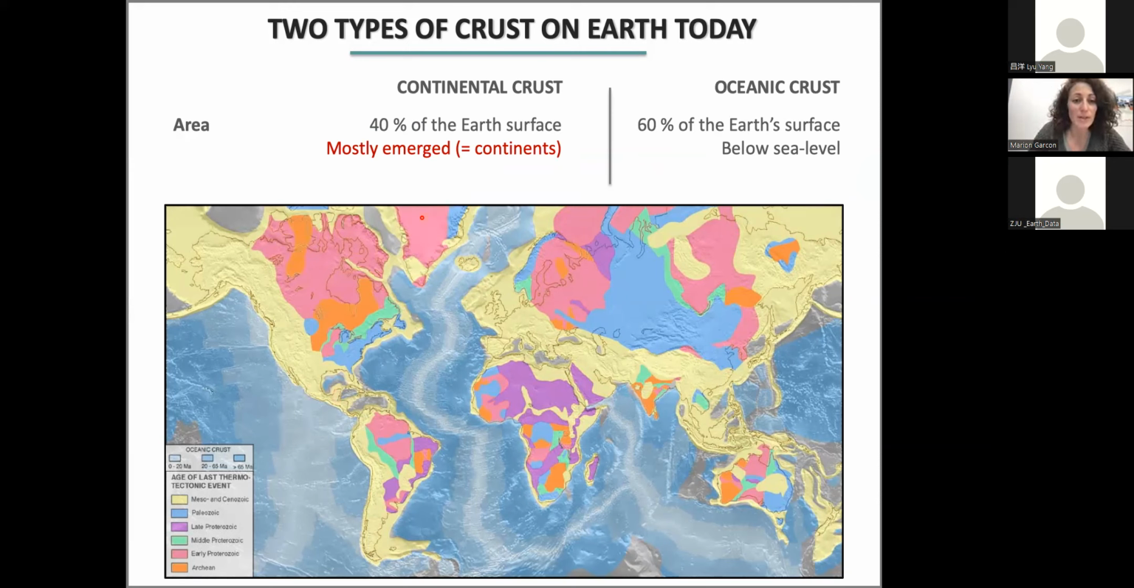So you can see on this map that the colored areas correspond to the area of continental crust, and it mostly respects the frontiers of the continents. And then in blue, there you have the oceanic crust, which is mostly below seawater. So the oceanic crust represents about 60% of the Earth's surface.